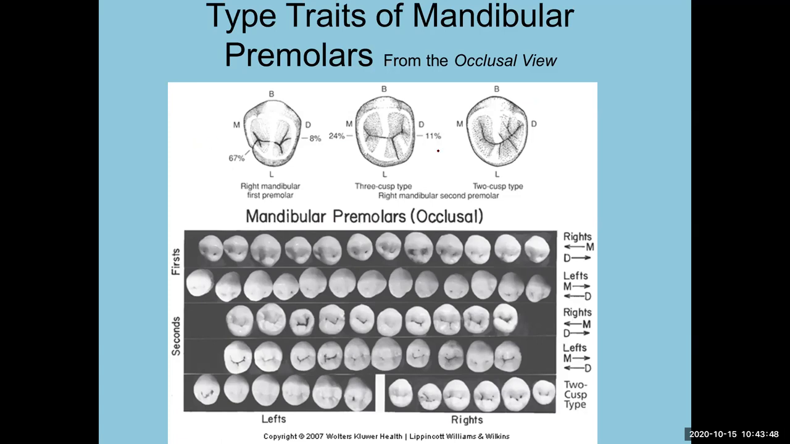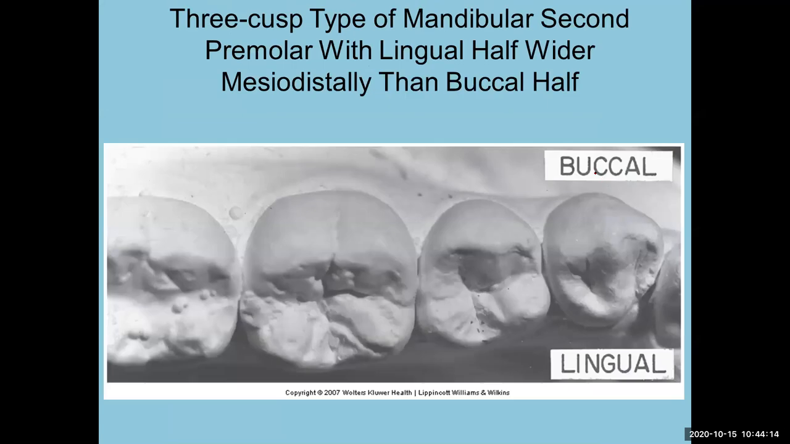This is a better picture from a different textbook. You can see that they don't have any of these ridges going over the marginal ridge. This is the marginal ridge and the marginal ridge. They don't have grooves going over. The lingual half can be wider if you have a three cusped type. Remember, we always said the characteristic is that the lingual is narrower than the facial, except for the three cusped type. That's the exception.